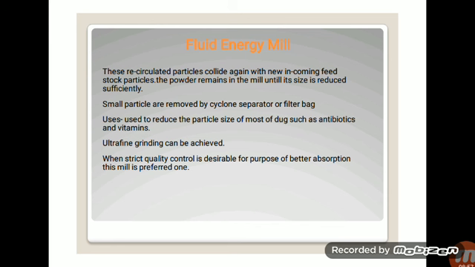If there is a strict rule regarding quality control, in that case the fluid energy mill is used, and this is also used for heat sensitive drugs, as well as those materials where a high degree of purity is required. In such requirements, the fluid energy mill is used.